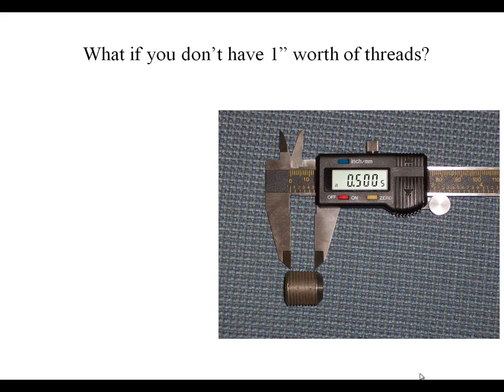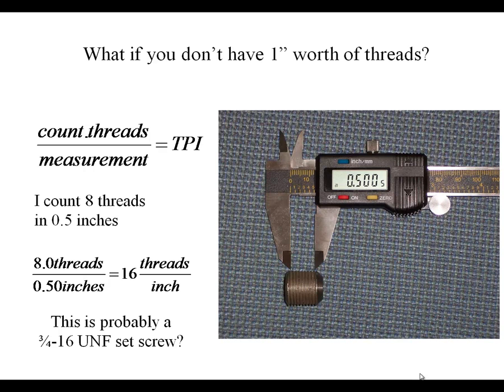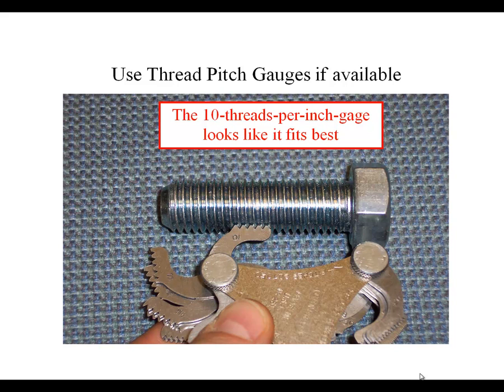What if we didn't have an inch worth of threads? Well, I could measure a 1/2 inch worth of threads. And threads per inch just means I take the number of threads and divide by the number of inches. So if I count 8 threads in a 1/2 inch, I take 8 divided by 0.5, which would give me 16 threads per inch. So this set screw is probably a 3/4 16 UNF set screw. A lot of shops will have thread pitch gauges that you can hold up and see if it matches. Now for the assignment today, I don't want you to use the thread pitch gauges. I just want you to use a set of calipers.